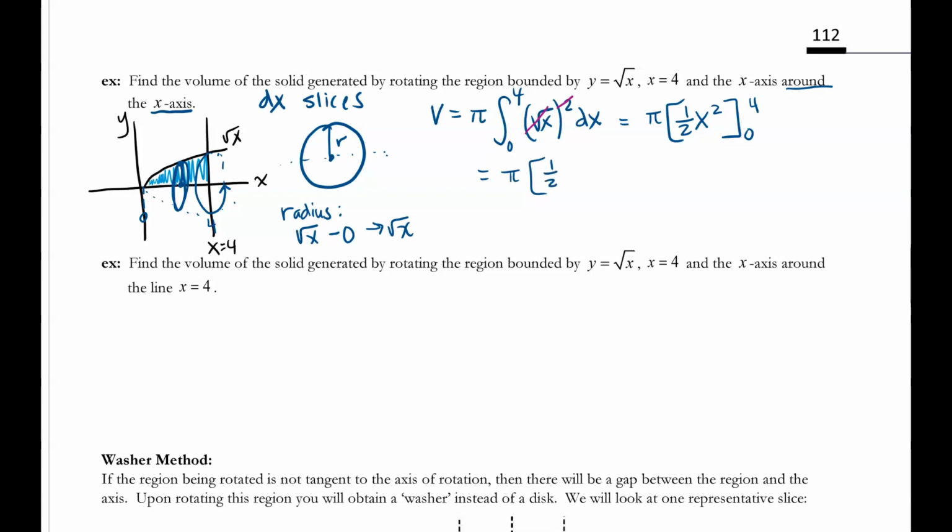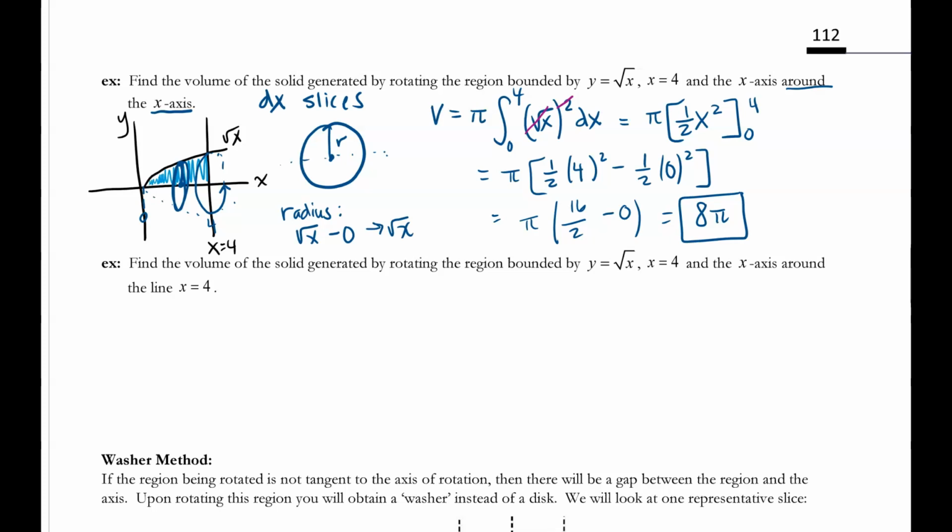1/2 times 4 squared. I really could pop the 1/2 out, but whatever, I already wrote it. 1/2 times 0 squared. All right, 4 squared we know is 16, so we get pi times 16 over 2, 16 halves, and then that's minus 0 halves. So 16 over 2 is 8. Our volume is 8 pi.